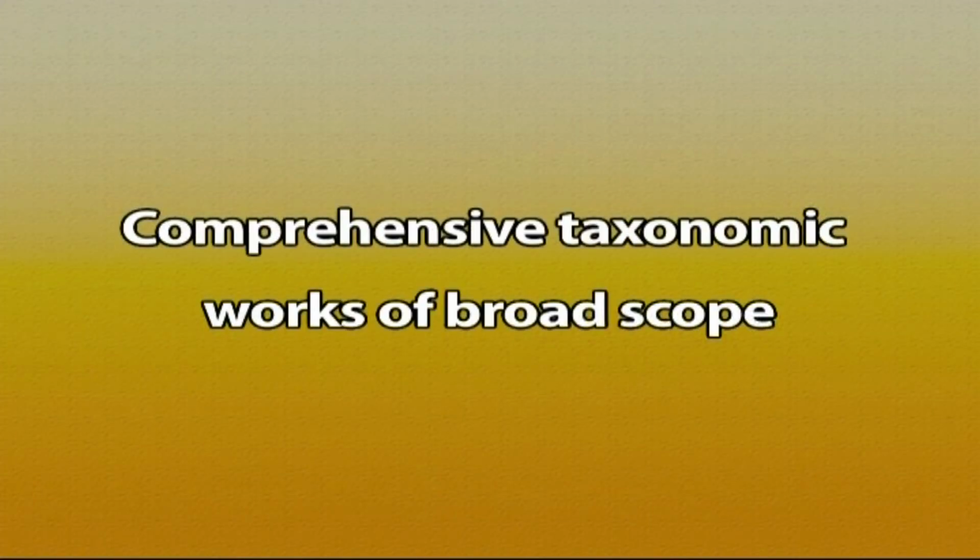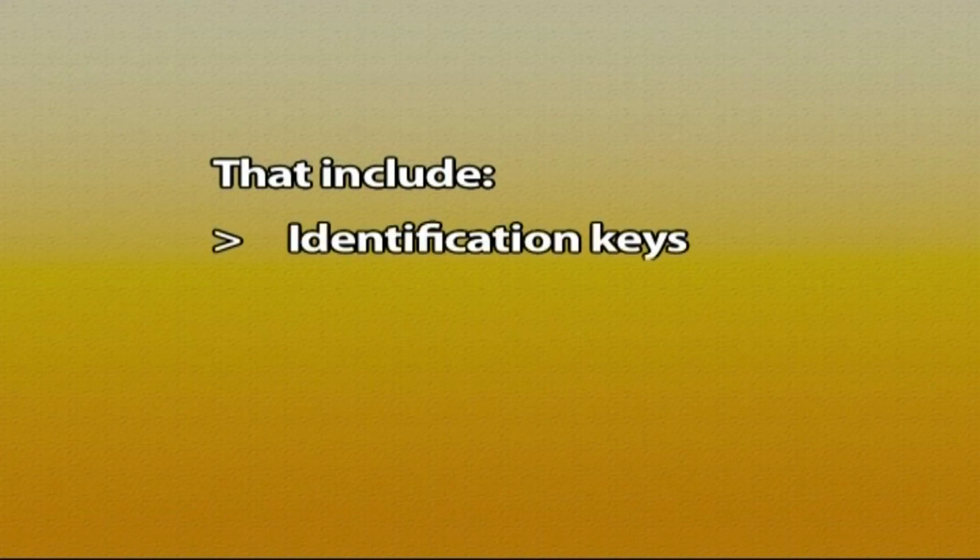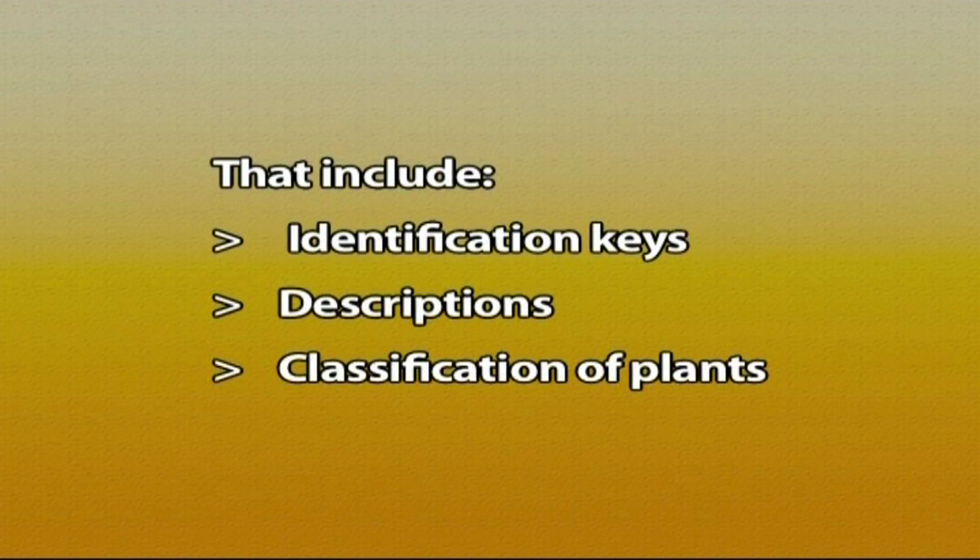Now, the third source of taxonomic literature is comprehensive taxonomic works of broader scope. As we know, there is no single source of literature that treats all the known plants of the world. In other words, there is no world flora. However, we have several important comprehensive taxonomic works that include identification keys, descriptions, and classifications of plants.